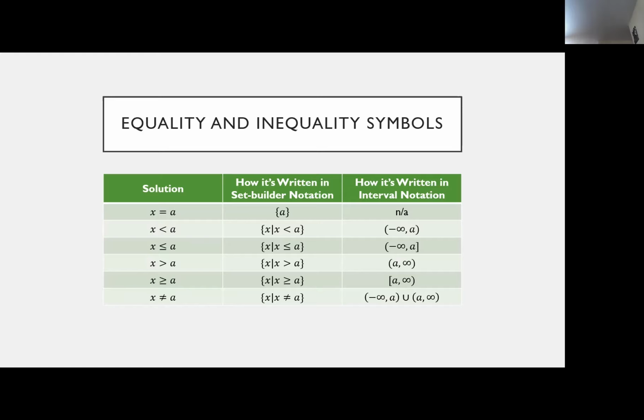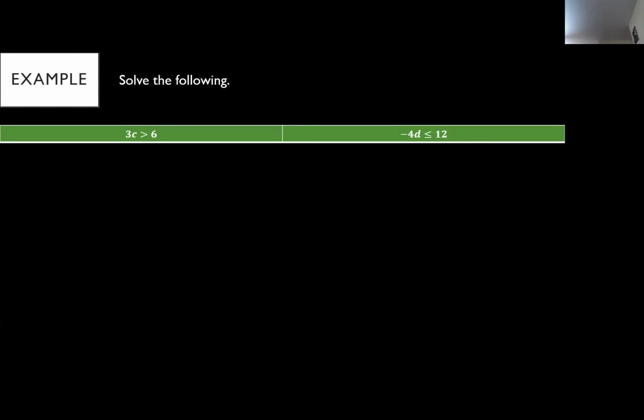And so you solve, you make sure your variable's on the left, and then you get some value on the right. And then depending on the symbol, this is how it's going to be written. Just change the value for A, because that's going to be whatever your number is. So this is just a guide. So we will start small and then work our way up into more complicated problems here.